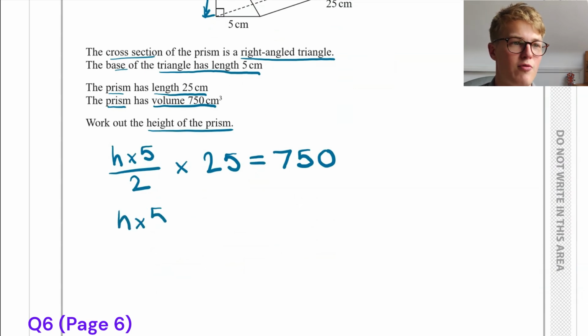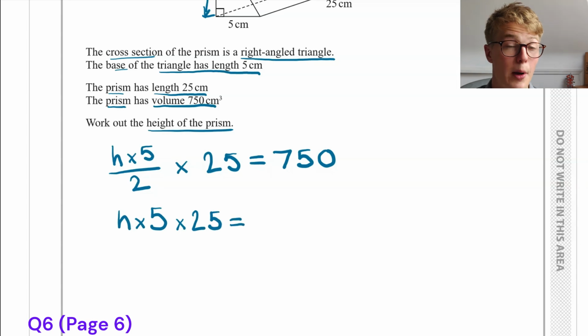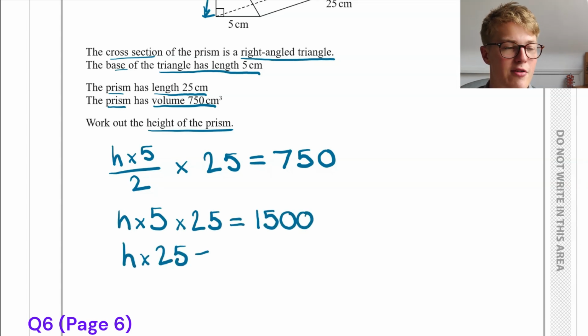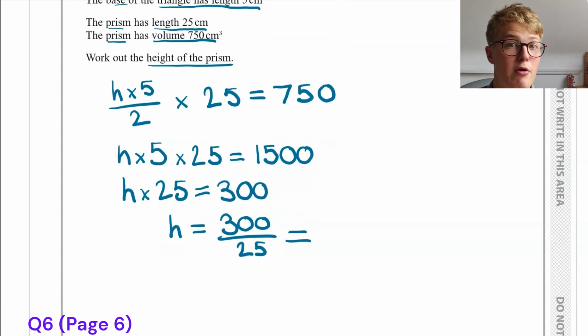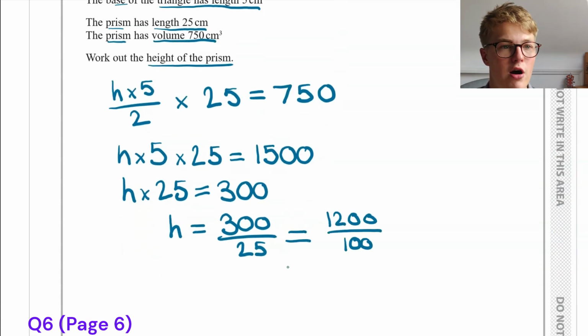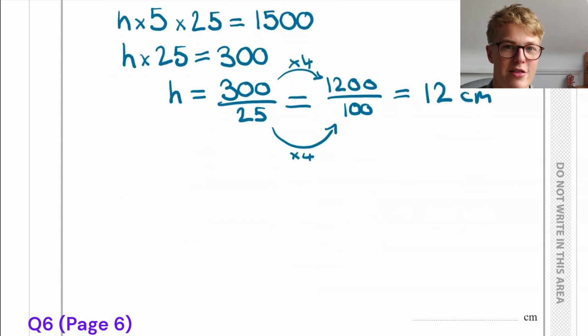We have h times 5 times 25 is 1500, because we've multiplied both sides by 2, and then we can divide both sides by 5, and we get h times 25 is equal to 300, and then divide both sides by 25, and we get h is equal to 300 over 25. We multiply both sides by 4, we get 1200 over 100, and then we can just drop those zeros on the numerator, so we have 12 centimeters as our final answer.